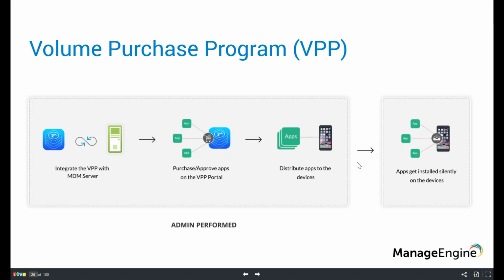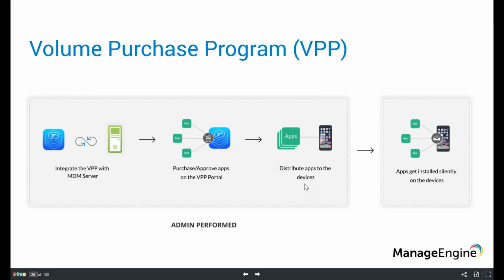Now this is how VPP actually works in MDM. Firstly, you integrate VPP with MDM server. This can be done by adding your VPP account to MDM server. The second step is to approve apps on the VPP portal. Then you distribute the apps to the devices where it gets installed silently. Now let us see how this is to be done on MDM.